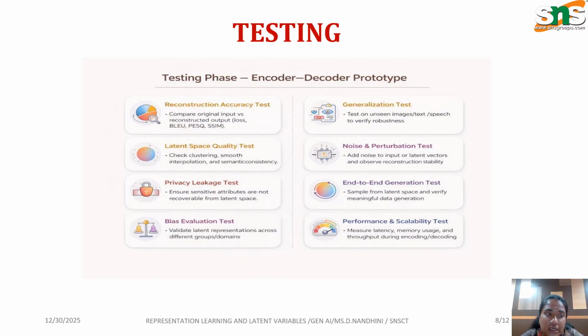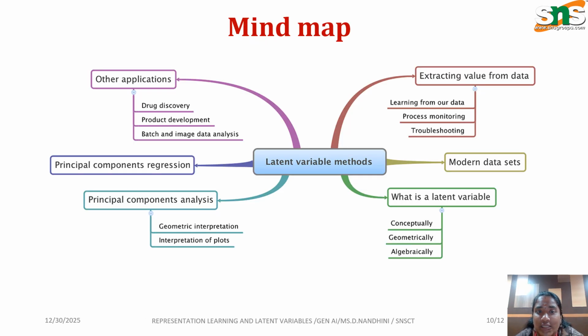Representation learning automatically learns useful features from raw data, while latent variables represent the hidden factors that explain the data. So the activity and mind map is done.